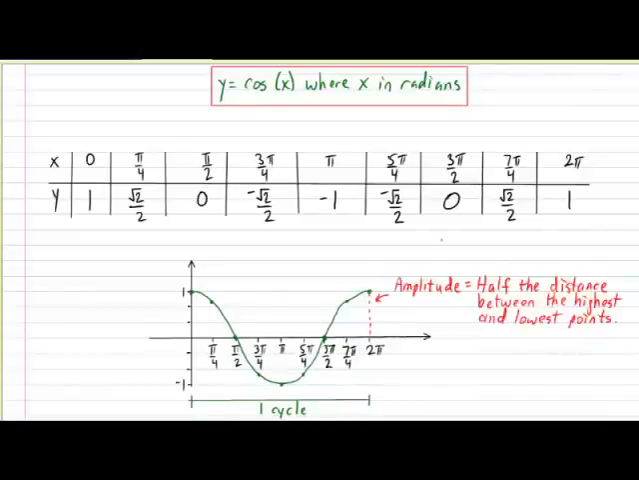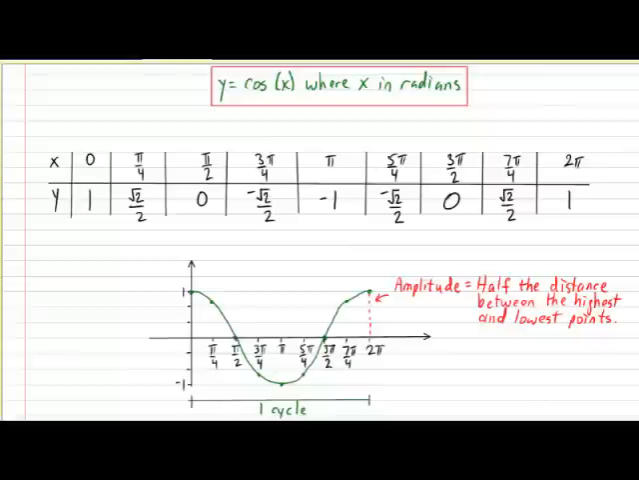And finally, to complete the graph, I would like you to further identify the following piece as being the amplitude. The amplitude is defined as half the distance between the highest and lowest points of the cosine function. Some teachers may also define the amplitude of the cosine function as being the distance from the horizontal axis of symmetry to either the highest or to the lowest point on the graph.